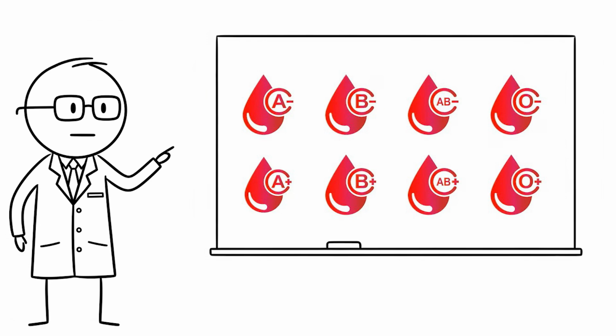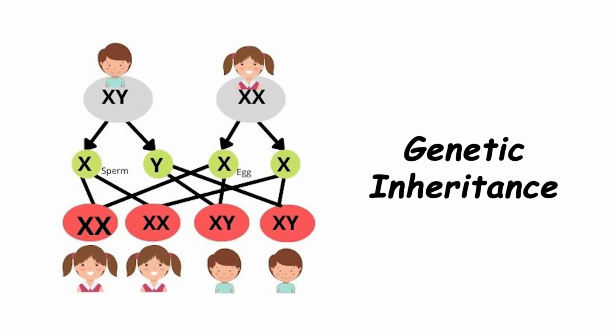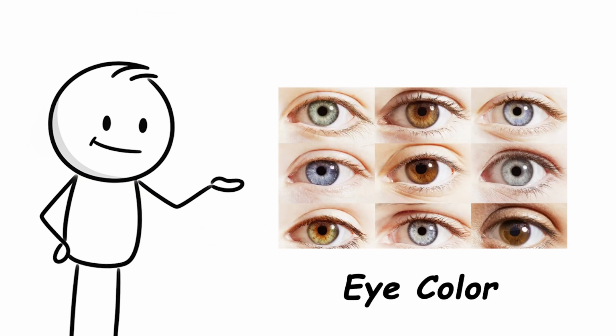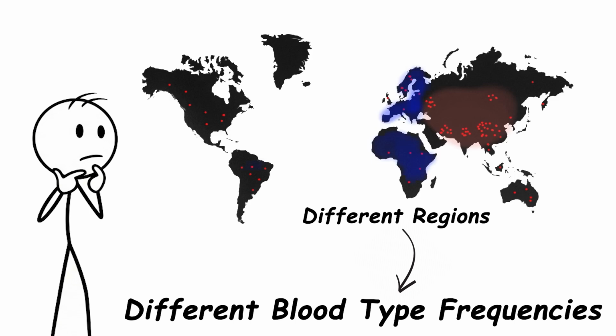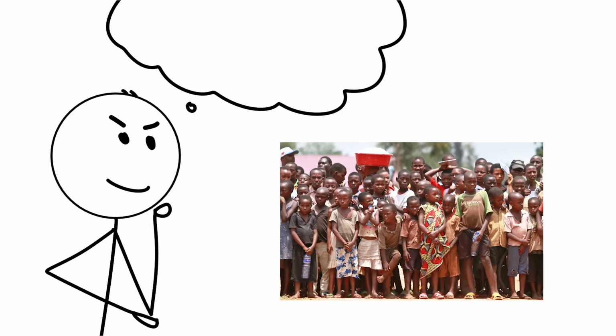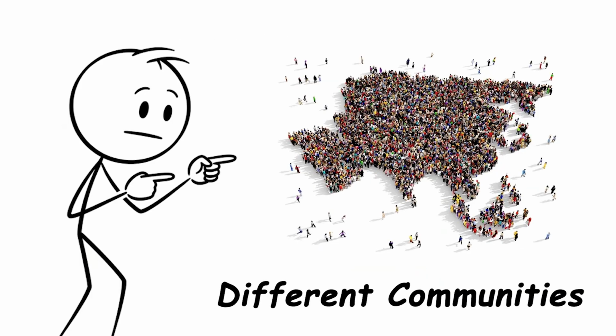Blood types aren't limited to the ABO and Rh systems. Genetic inheritance underpins every type. Blood group antigens, a result of gene combinations, are inherited like eye color. Their frequencies vary by population and region. Some rare types, like RO, are more prevalent among Black heritage populations, and this shapes how blood banks manage supply and demand for different communities.